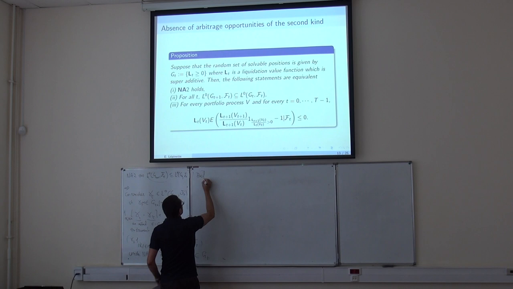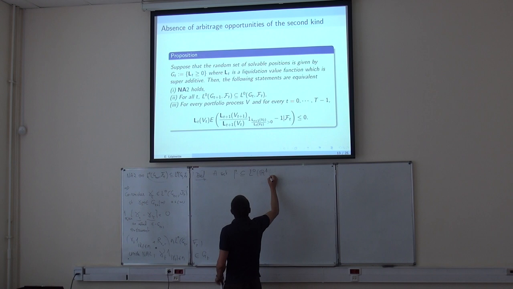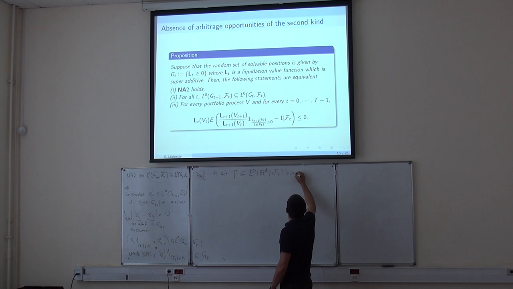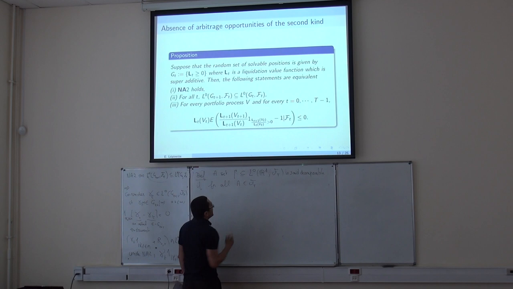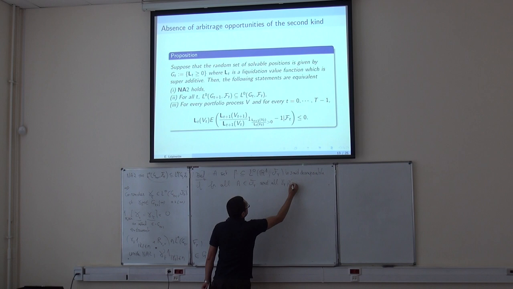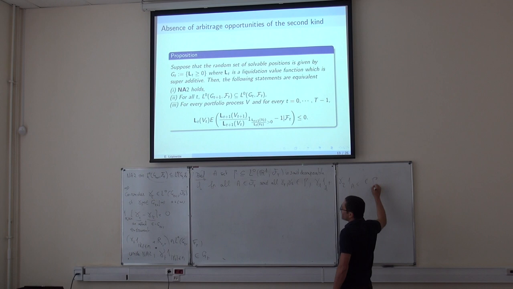I give the definition. A set Gamma included in L0 of R^d, F_t is said to be decomposable if for all events A in the sigma-algebra and all gamma_1, gamma_2 in Gamma, gamma_1 indicator of A plus gamma_2 indicator of the complement belongs to Gamma. That is, Gamma is stable under finite partition.